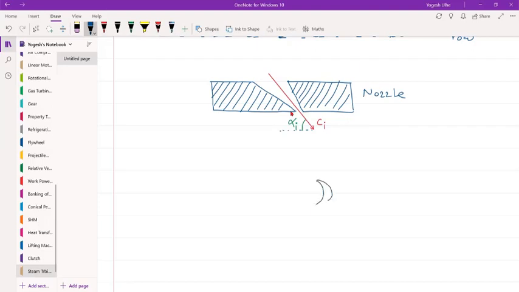This is our moving blade. Okay. And this moving blade, everyone, 1 minute. Guys, today's discussion is a little bit difficult. Because from here, 1 minute, guys.